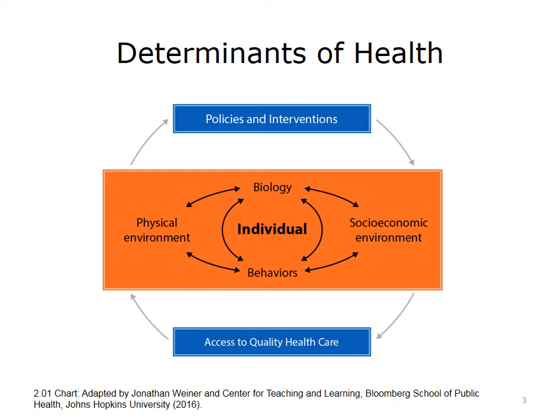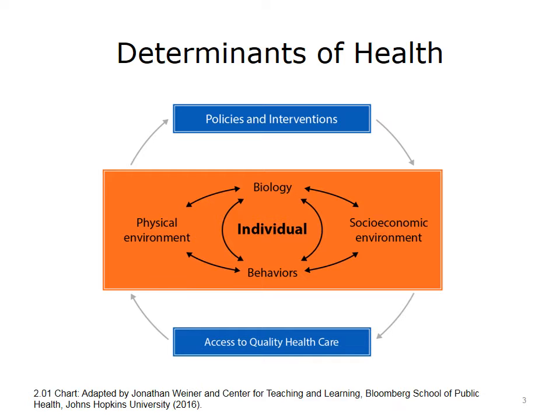To the left of the individual is the physical environment where a person lives. It could be the environment, for example, particulate matter in the air they breathe. It can also be factors that relate to how easy it is to get exercise. On the right-hand side is the socioeconomic environment, areas of poverty versus areas of wealth, for example. This graphic appropriately acknowledges the importance of access to quality health care on the bottom.